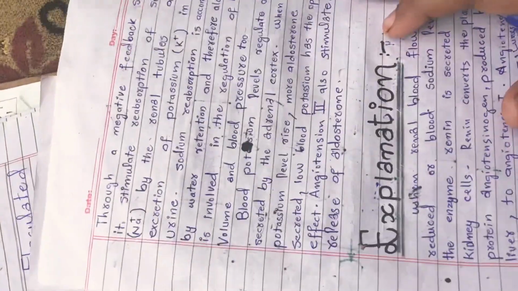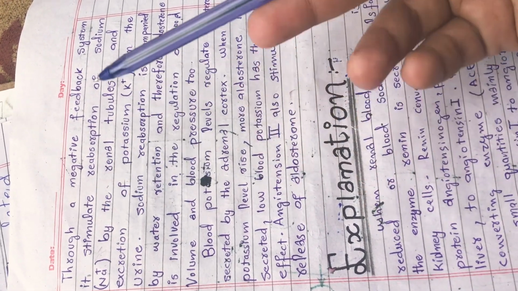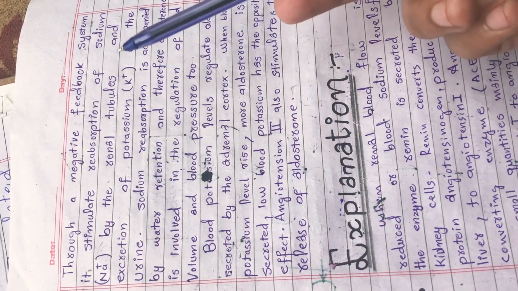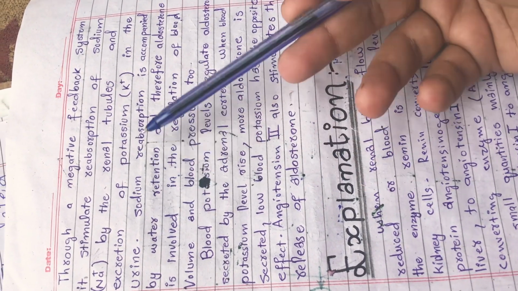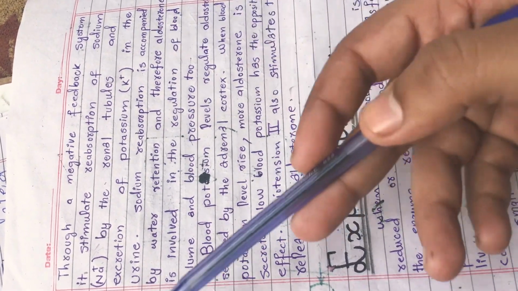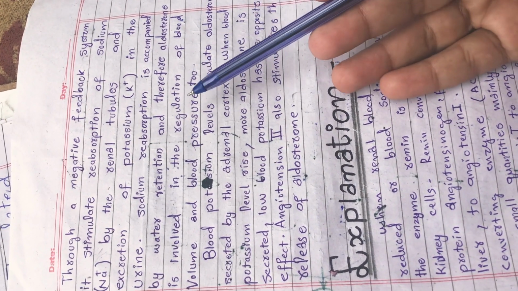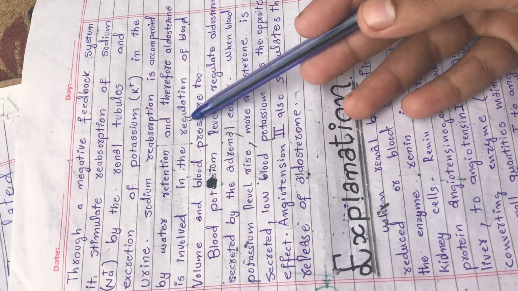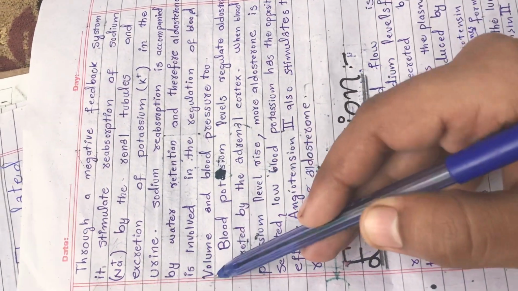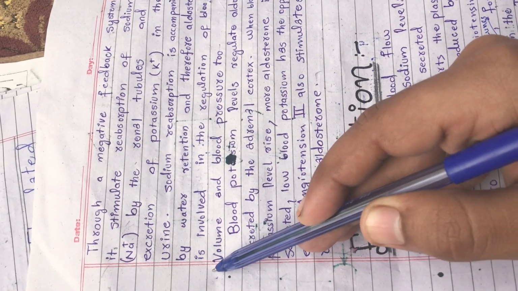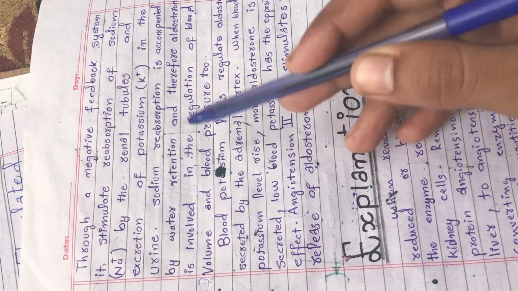Then, through a negative feedback system, it stimulates reabsorption of sodium by the renal tubules and excretion of potassium in the urine. Sodium reabsorption is accompanied by water retention, and therefore aldosterone is involved in the regulation of blood volume, and the second is blood pressure.